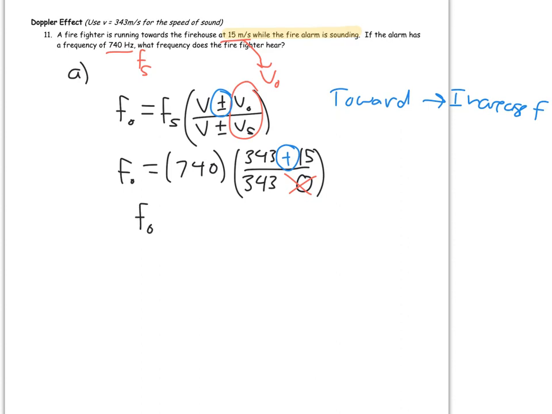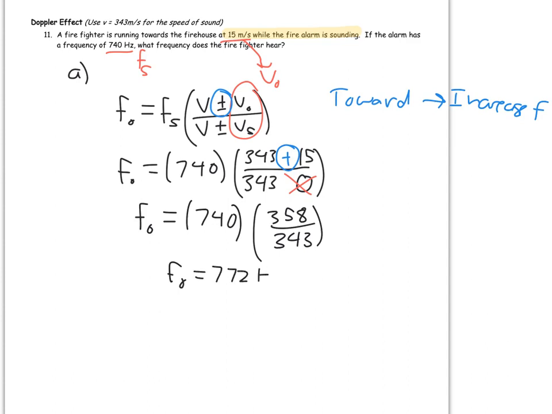So frequency of the observer is going to be equal to 740 times 343 plus 15, which is 358, over 343. And that ultimately is going to give me an answer here of 772 hertz. So that will be the frequency actually heard by the firefighter, even though the frequency of the source is only 740 hertz.